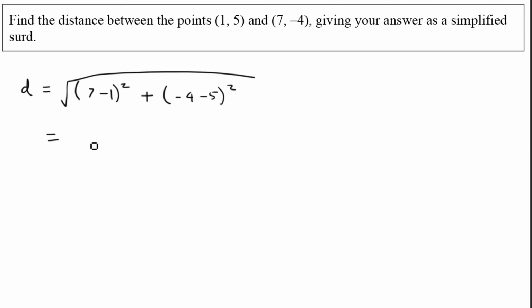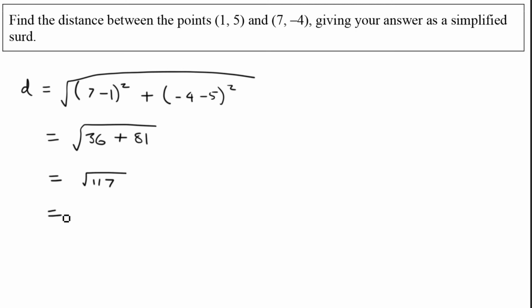7 subtract 1 is 6, square that, we get 36. -4 subtract 5 is -9, square that, we're going to get 81. So the distance is the square root of 117. Is that as simplified as it could be?